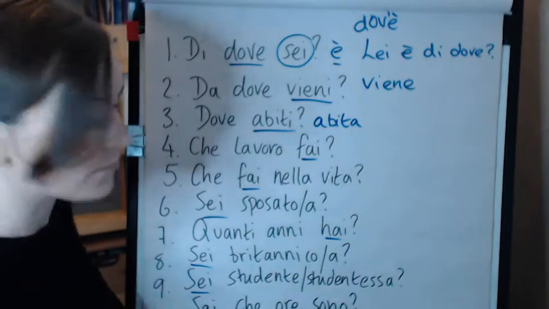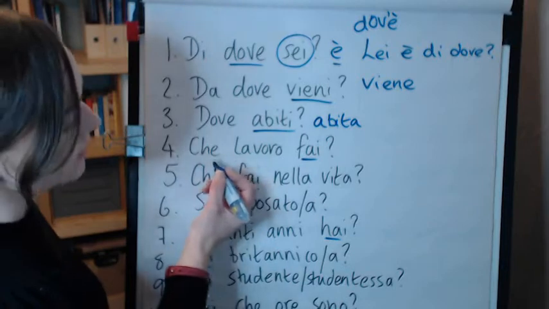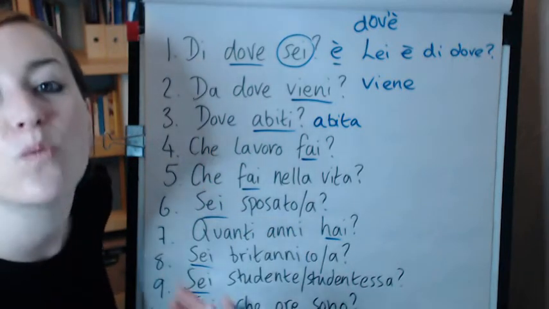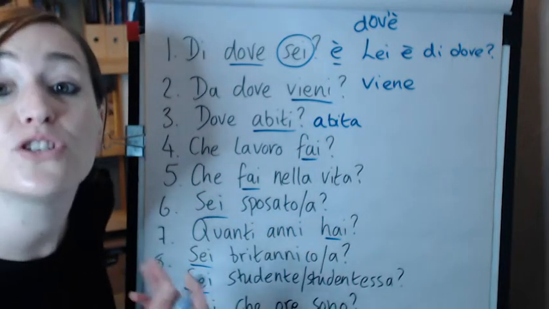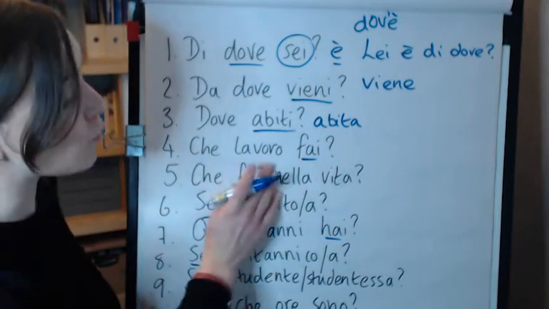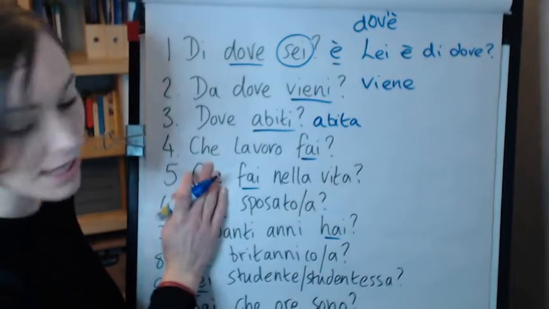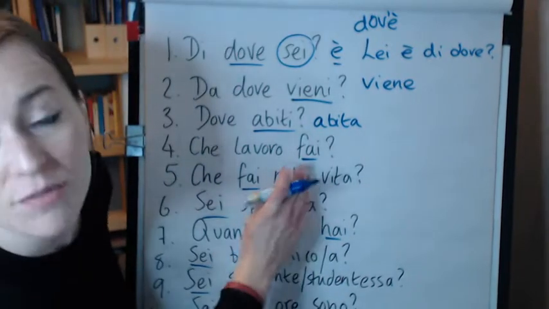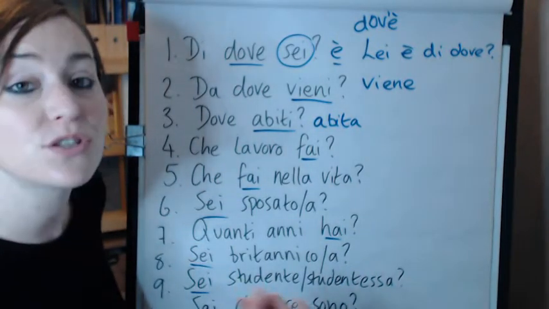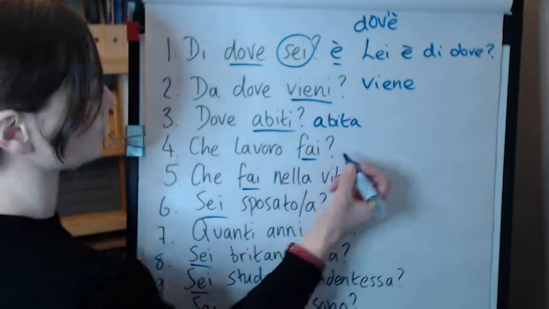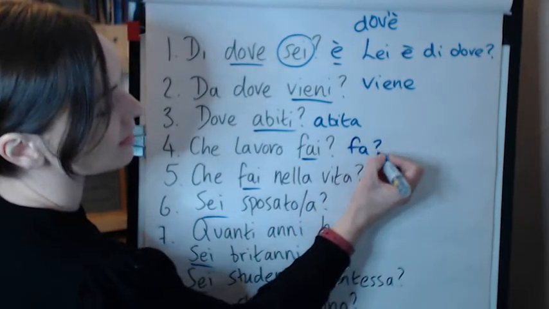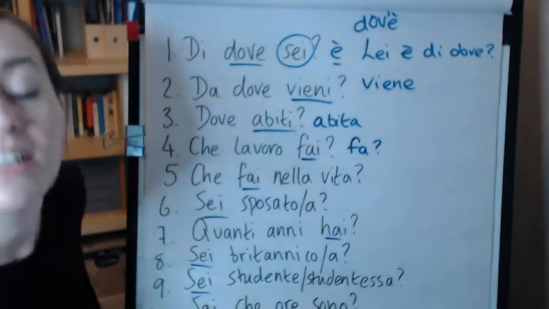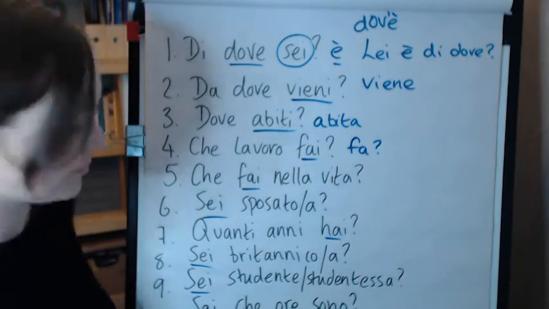In the formal, okay? So, che lavoro fai? What do you do for work? What job do you do, if you like? What work do you do? Che lavoro fai? Fai, from the verb fare, changes to fa. Che lavoro fa? Lei che lavoro fa?